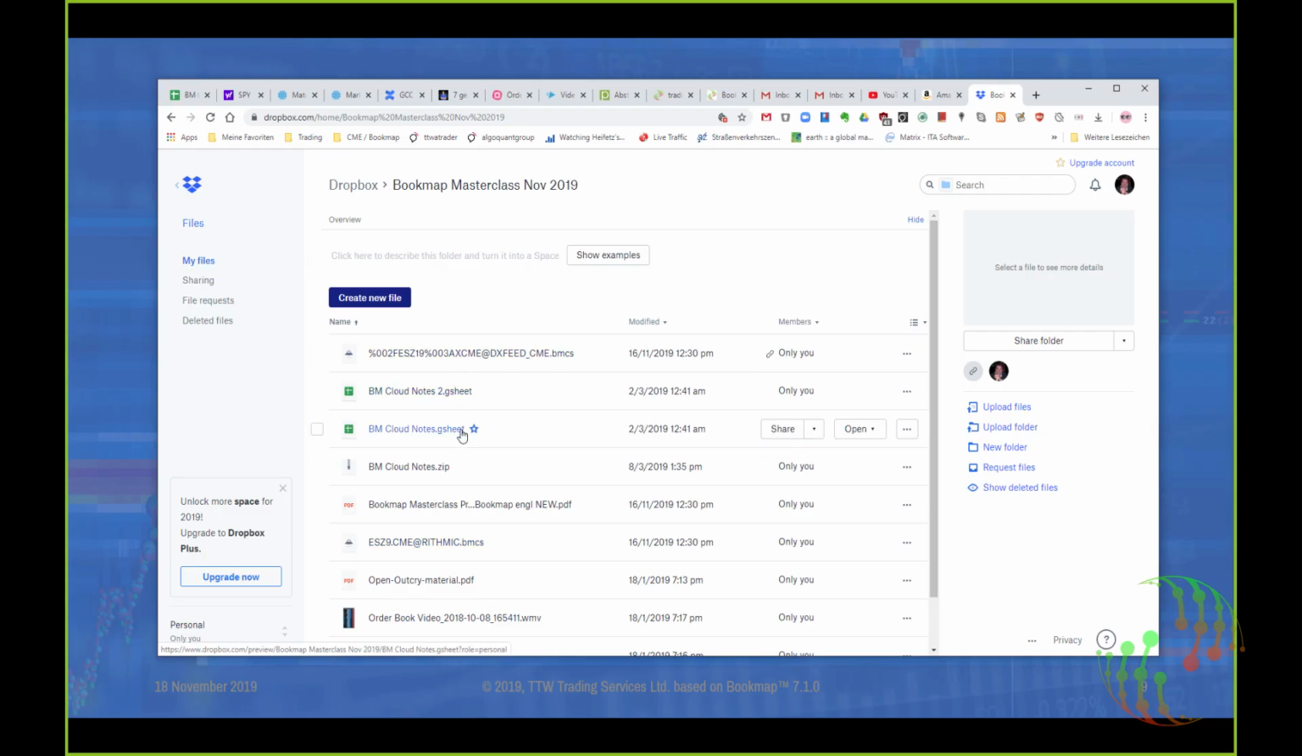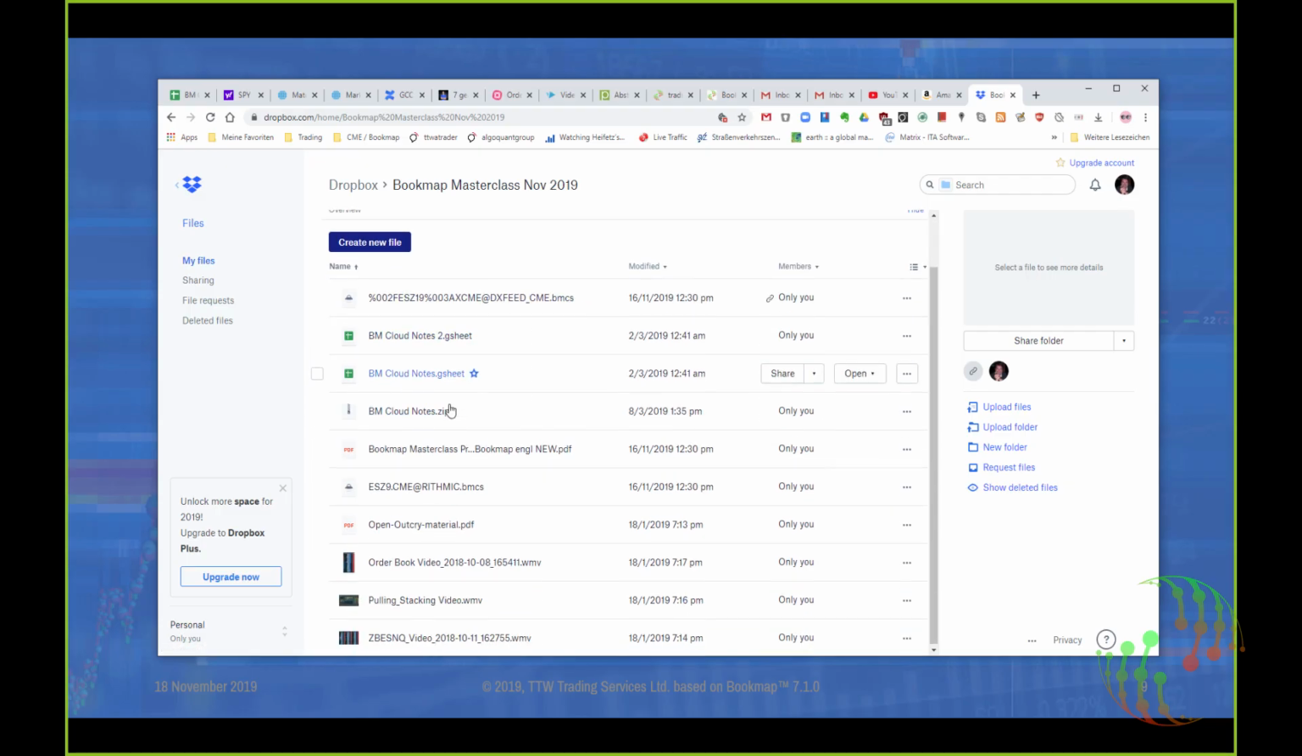Then if you want, I have put the cloud notes for your information, to see how they are organized. There's a nice club. It's called Open Outcry. It's not an organization. It's a club. It's for fun. If you want to participate in the Open Outcry, which is a part of the auction, look at this material. Go to their sites. You will find out how the auction really works.